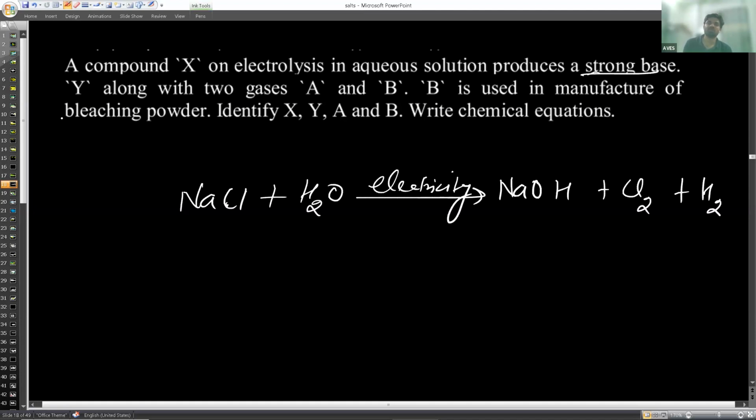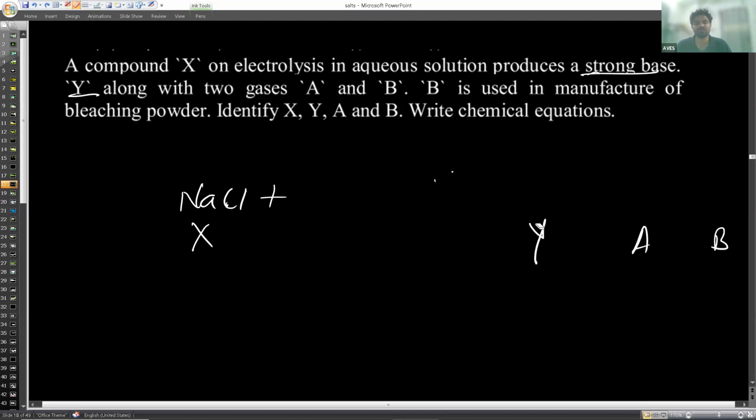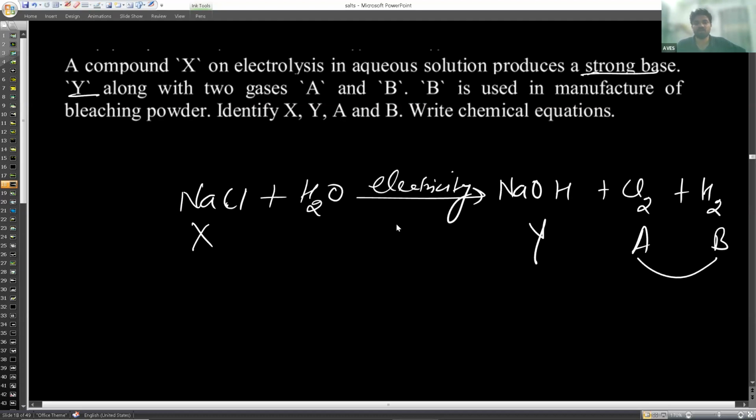So it is saying a strong base. Base is NaOH, it is a strong base. With two gases A and B. So this is A gas, this is B gas. A is used to manufacture bleaching powder. But it is saying that B is used to manufacture bleaching powder. So what can be B?